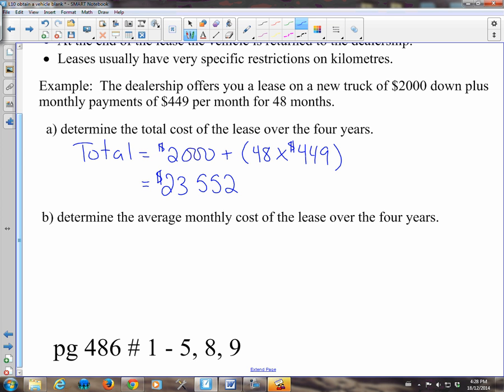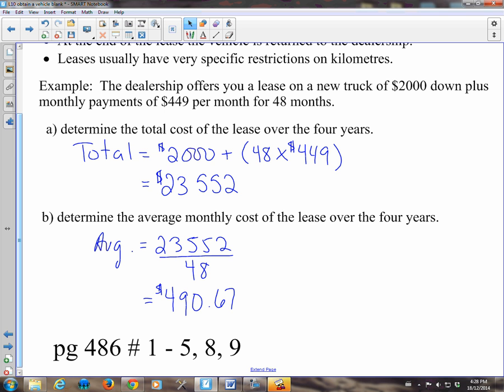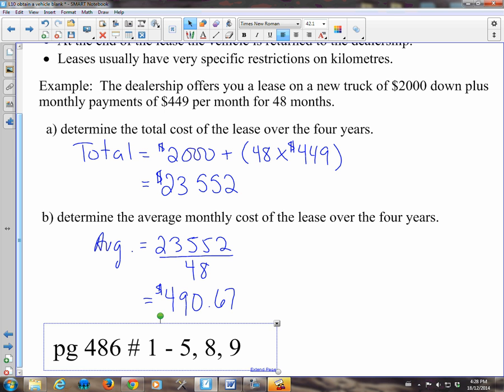Determine the average monthly cost of the lease over 4 years. I would take the total I'm paying and divide it per month. In 4 years, there's 48 months. So that means I'm paying $490.67 per month on average.